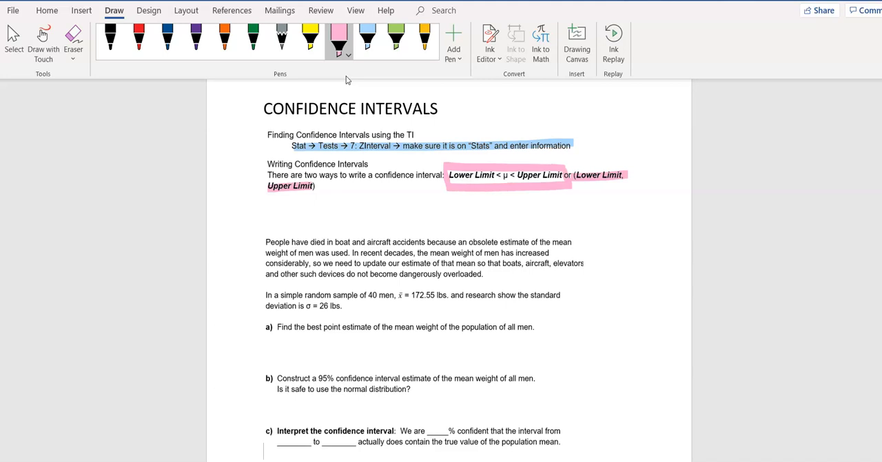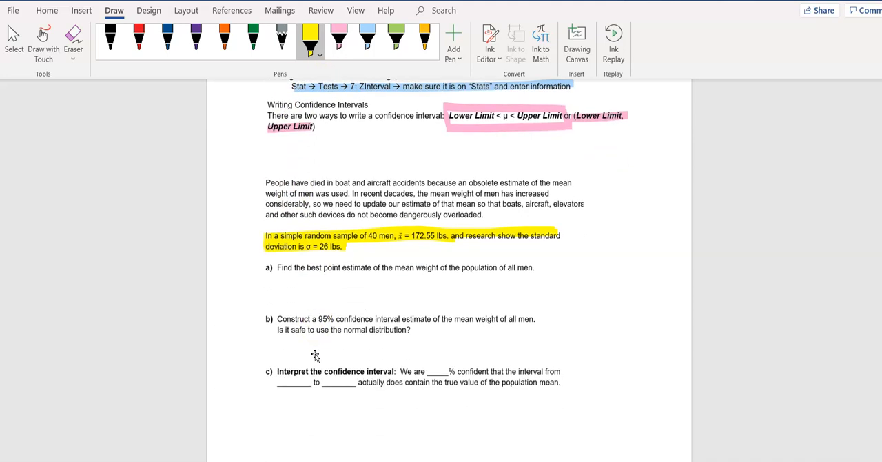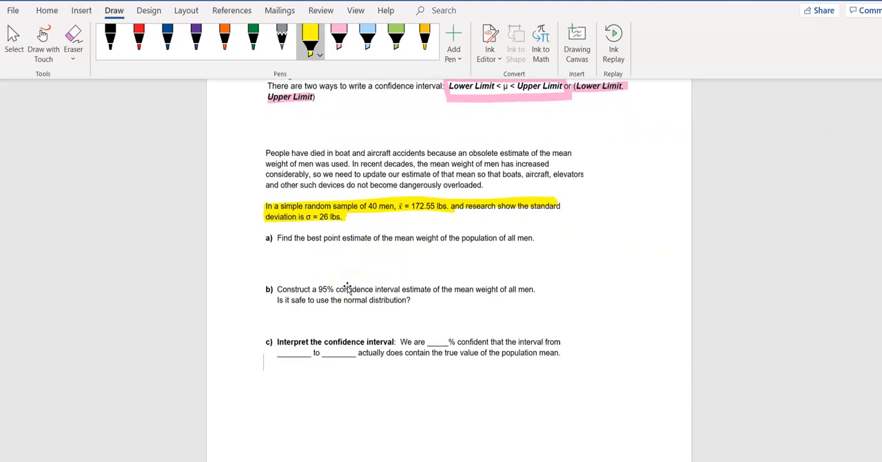The situation we have here is described in the notes. You can read this little paragraph here, but the important pieces of information that we really need are your sample size, your mean, and your standard deviation. Once you know those pieces of information, you'll be able to find the confidence interval for whatever percentage confidence the question's asking for. So we're going to jump down to question B. Question A is described in your notes, so we're going to focus on questions B and C.